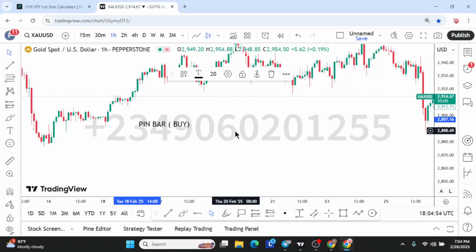And then we have the opposite of this pin bar, which is the shooting star.